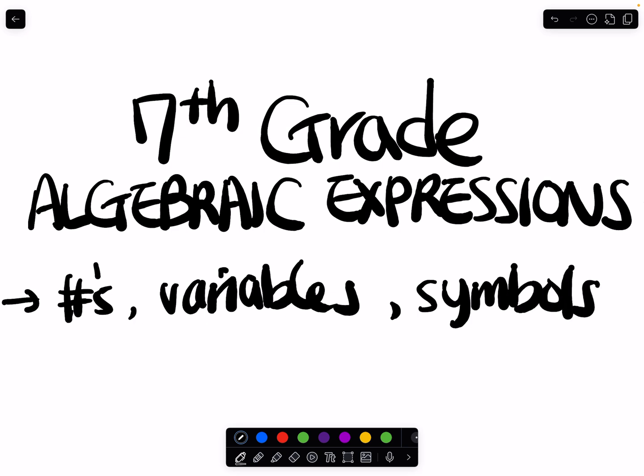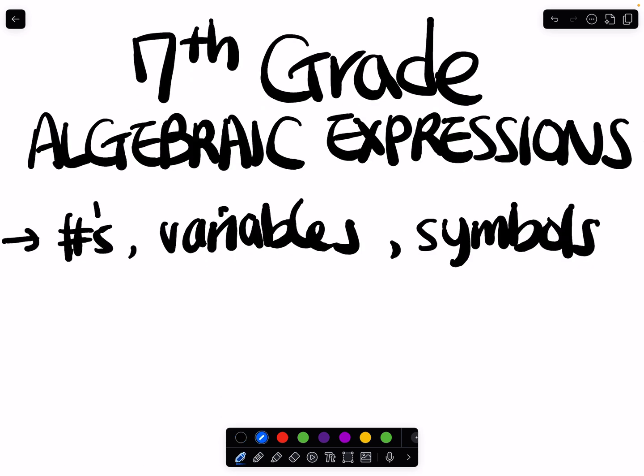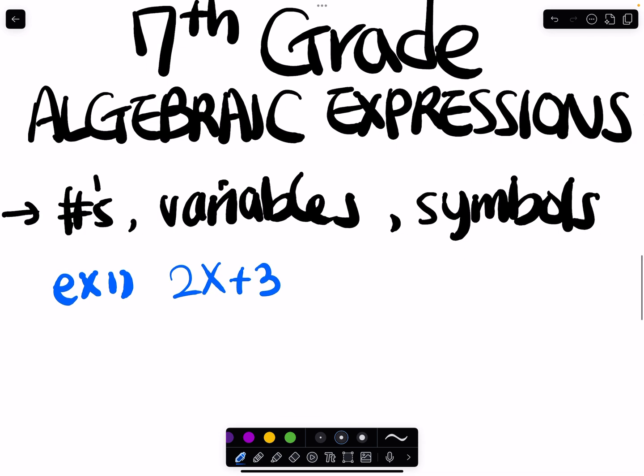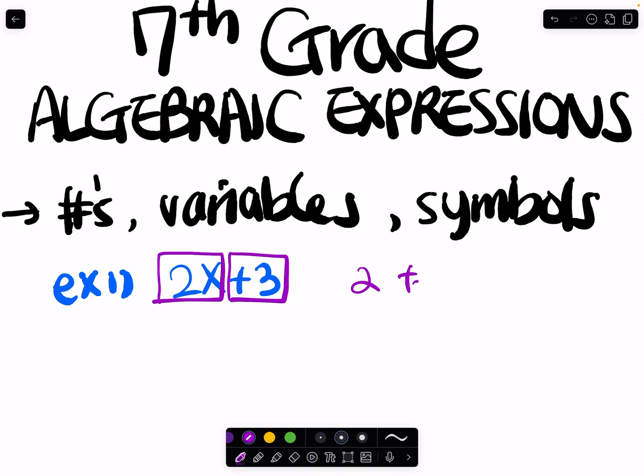All right, so let me start with an example. Example 1. I would say 2x plus 3, right? We said there are two terms, 2x and positive 3. So there are two terms. We call a two-term expression a binomial.